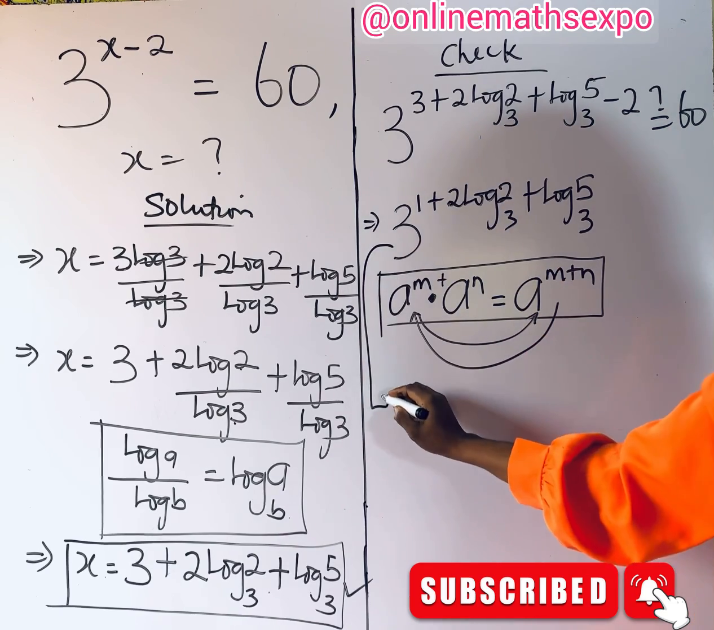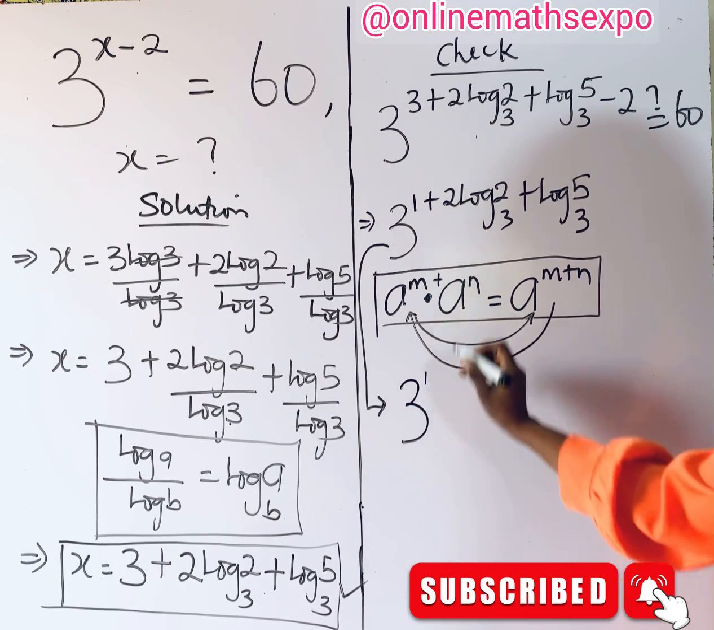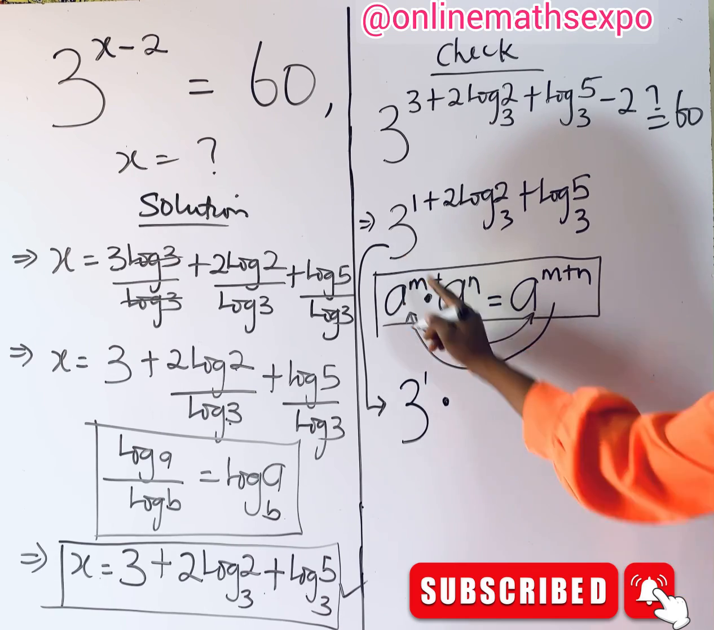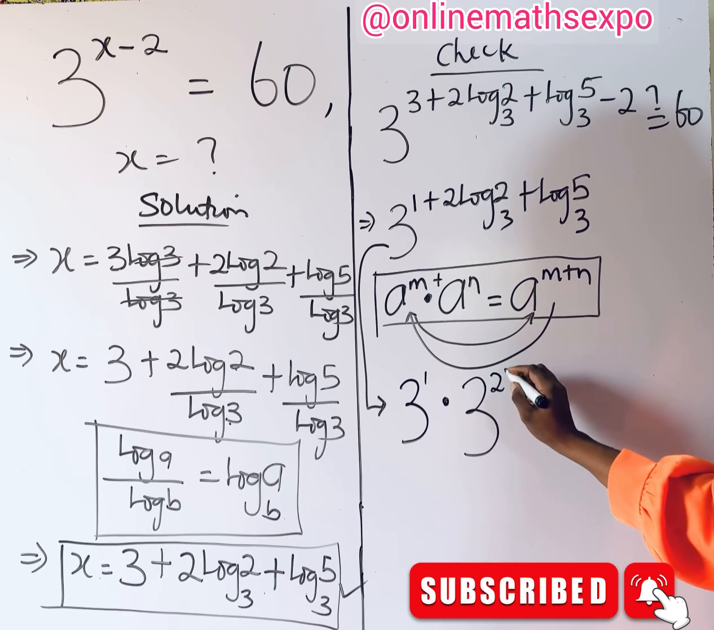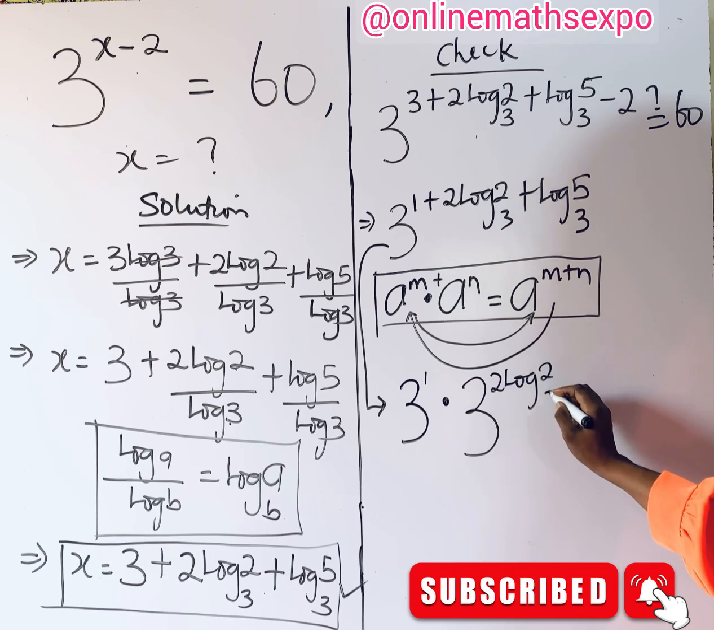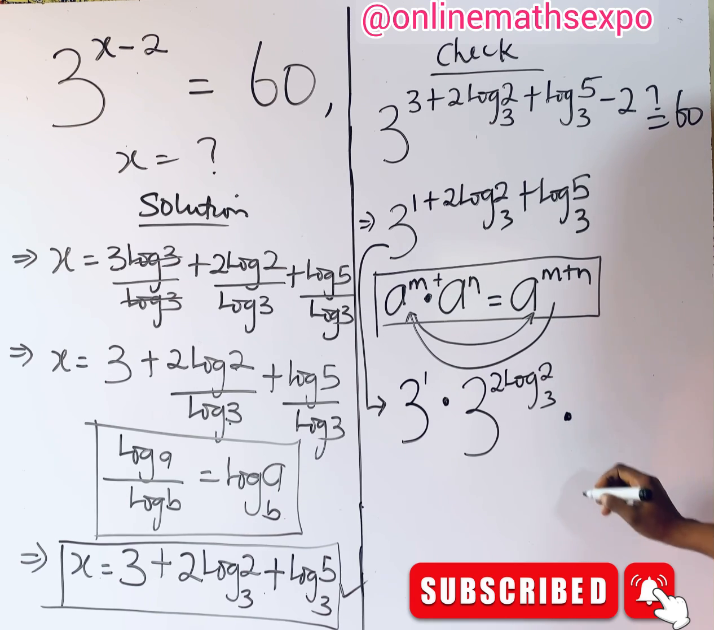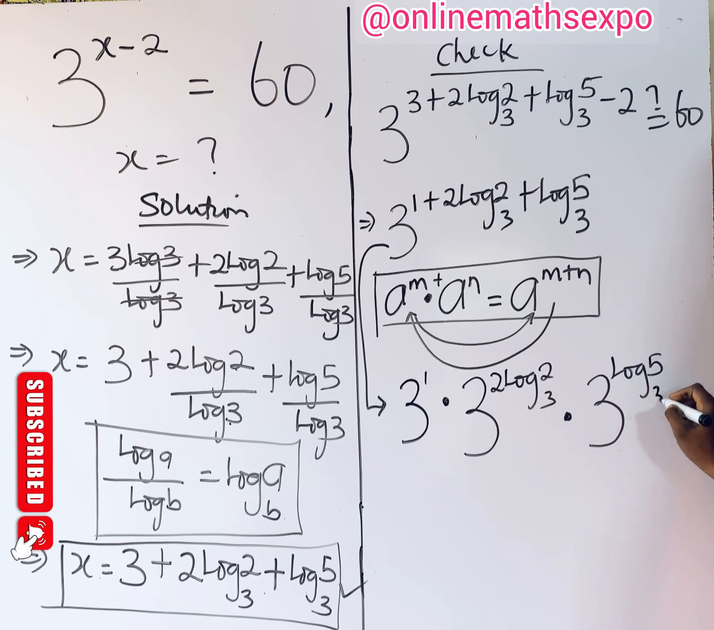So we can split it to be in this form for easy simplification. So from here, we are going to have 3 to the power of 1. This addition sign turns to multiplication. So return this base again. So you have 3 raised to the power of 2 log 2 base 3. This will also turn to multiplication. I hope you are with me. Then we have return 3 again, then raise it to the power of log of 5 base 3.